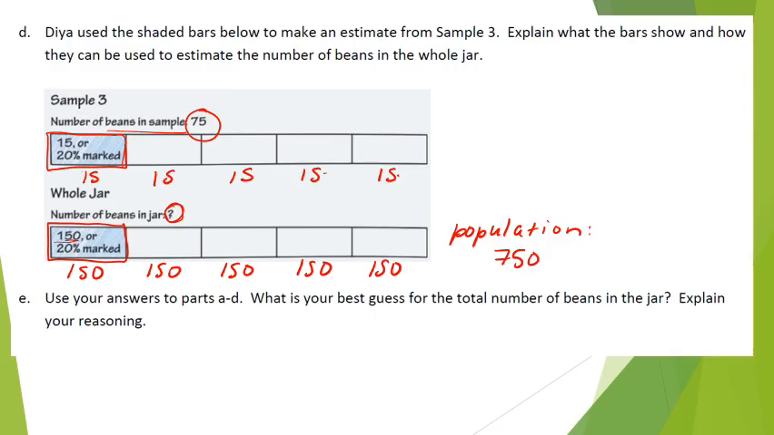Now we're going to use our answers to parts A through D and think about what is our best guess for the total number of beans in the jar. So take a moment and think about what you would explain as the best guess for the total number of beans in the jar, and be prepared to explain your answer tomorrow.